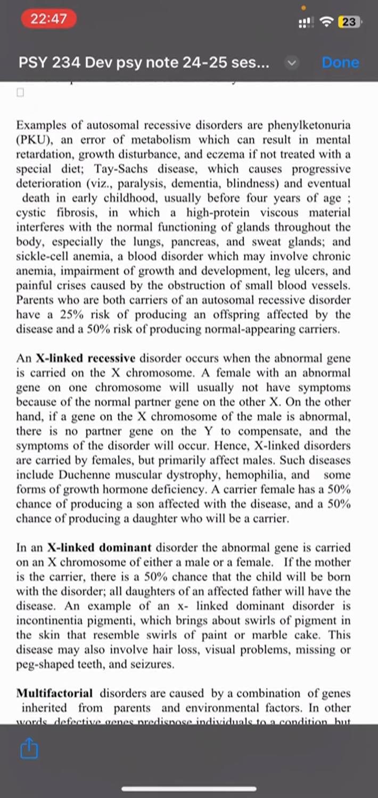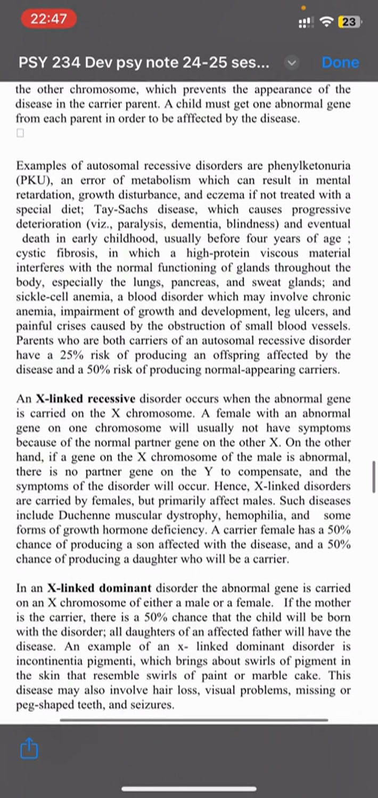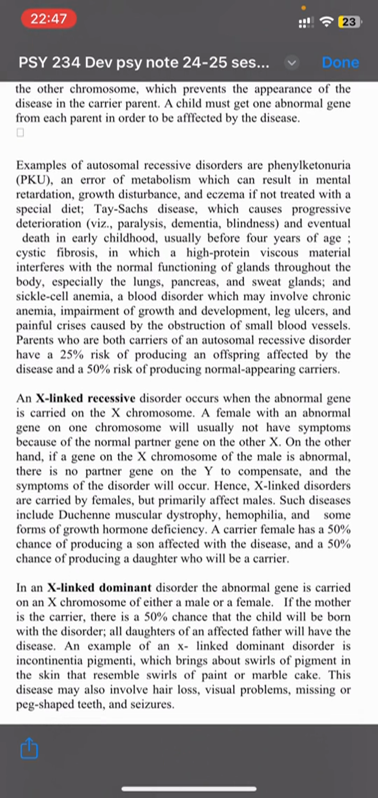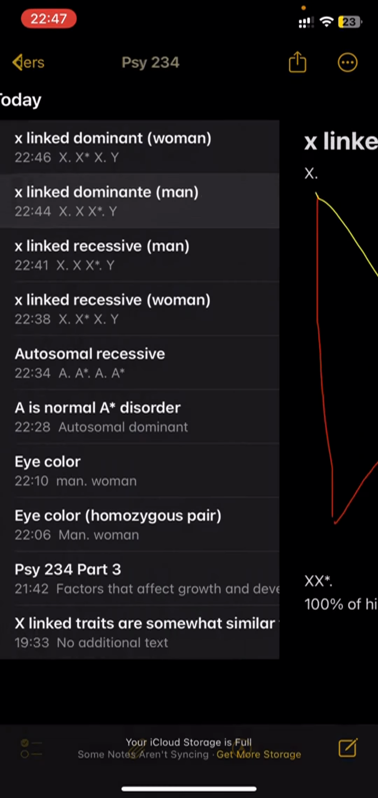Also, I think I missed something here under X-linked. If a gene on the X chromosome of the male is abnormal, there is no partner gene for the X. Hence, X-linked disorders are carried by females but primarily affect males. Such diseases are Duchenne muscular dystrophy, hemophilia, and some forms of growth hormone deficiency. A carrier female has a 50% chance of producing a son with the disease and a 50% chance of producing a daughter who will be a carrier. Now, they said something here: are carried by females but primarily affect males.